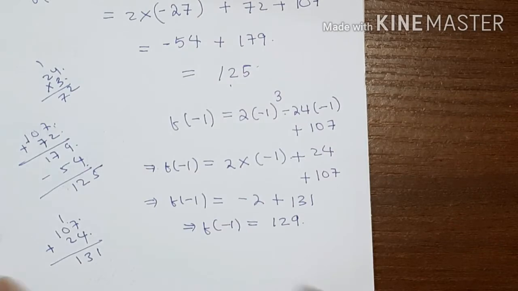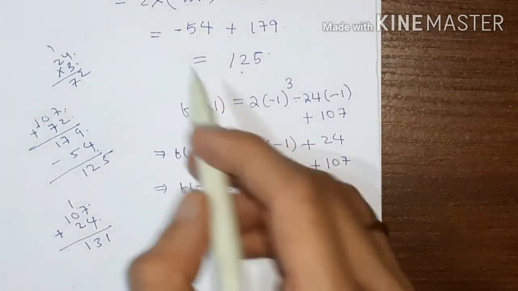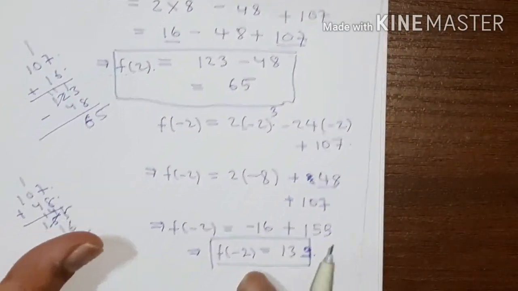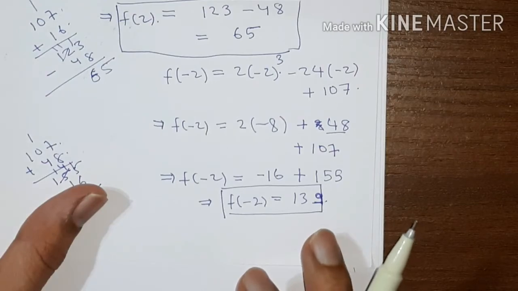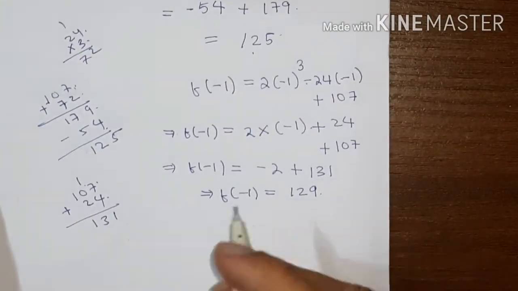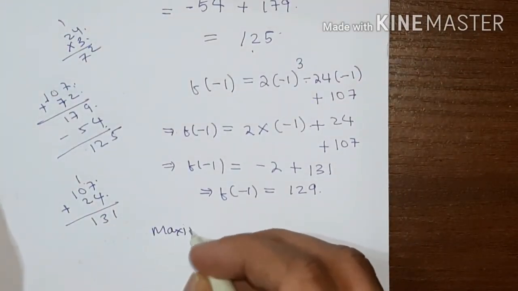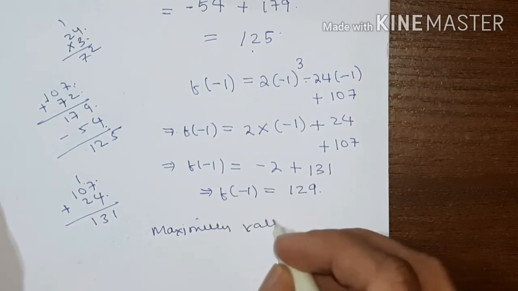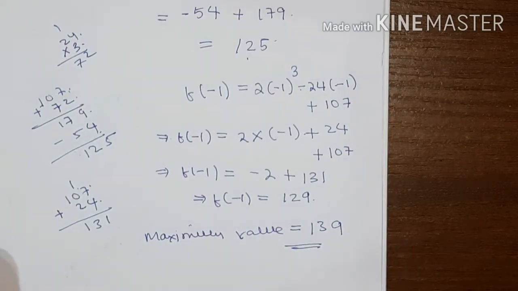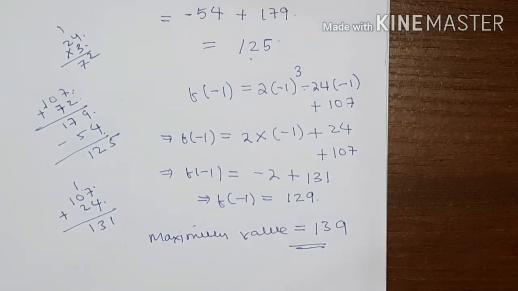So these are the values. f of minus 3 is 125, f of minus 1 is 129, and one more value you had, f of minus 2 is 139. Which is the maximum value? 139, right. So the maximum value in the second part is 139. Okay, so that was the 10th problem.